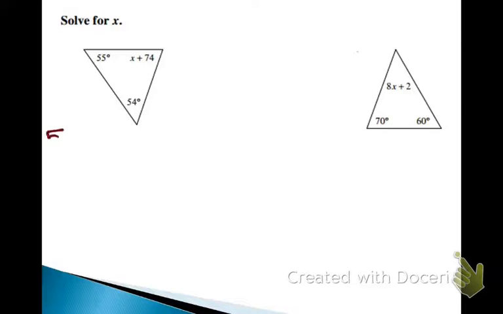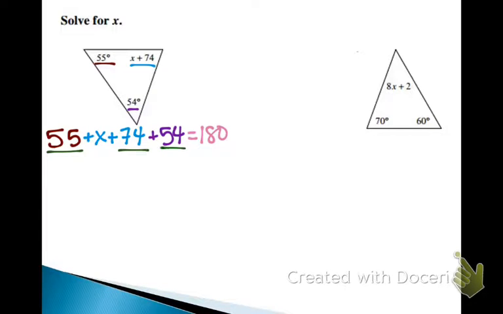Add them. So it'd start with 55. Then add x plus 74. Then add 54. What do we know that they will equal? 180. So once we have an equation, we can combine like terms. What does 55, 74, and 54 make? Pretty sure it's 183.